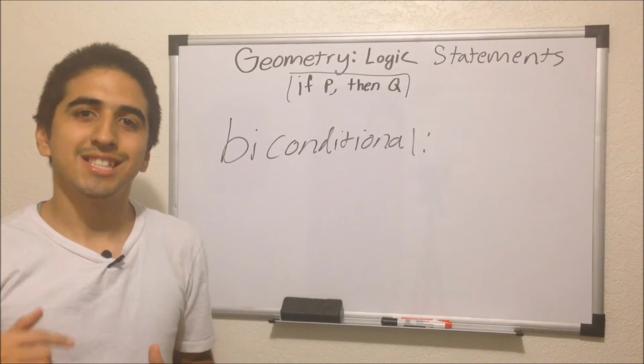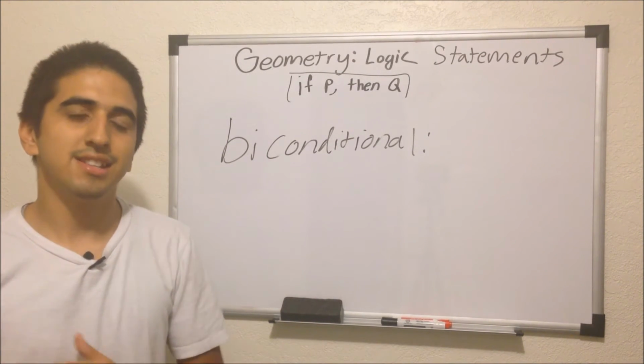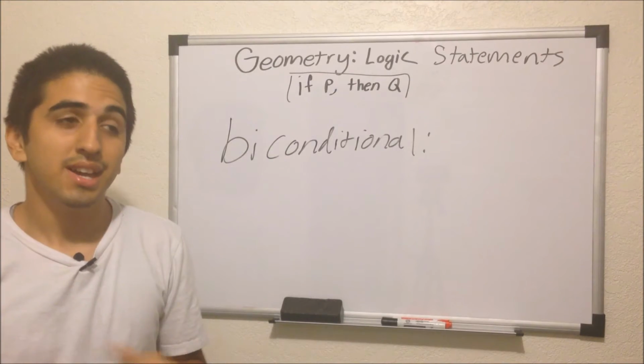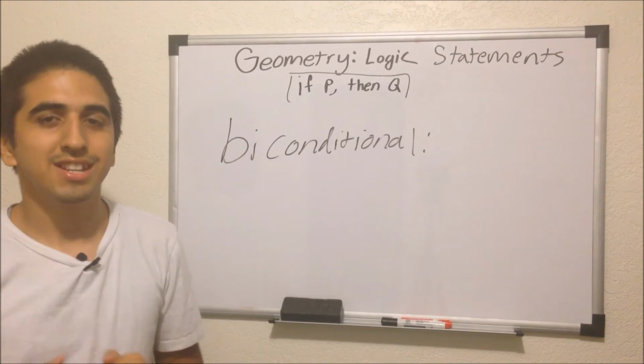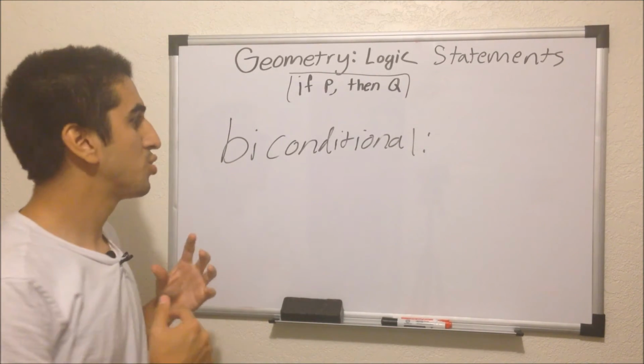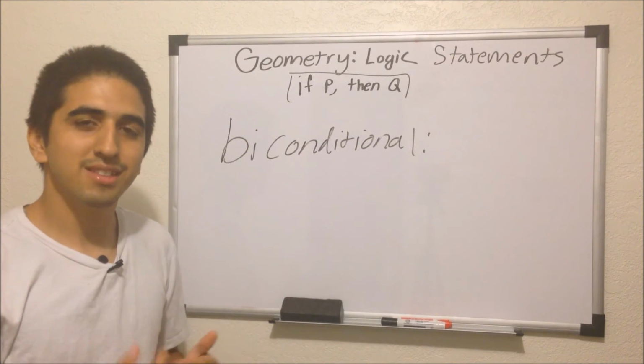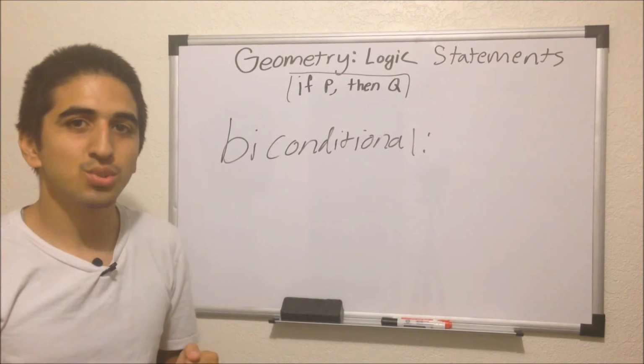If an angle is less than 90 degrees, then it is an acute angle. If it is an acute angle, then it is less than 90 degrees. It is true for both ways you say the statement. Now something that isn't true.